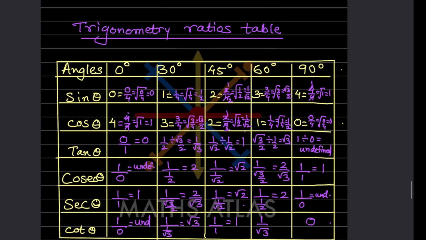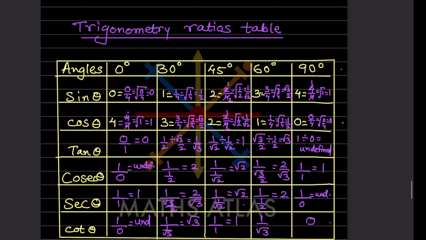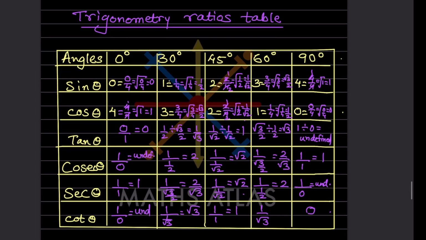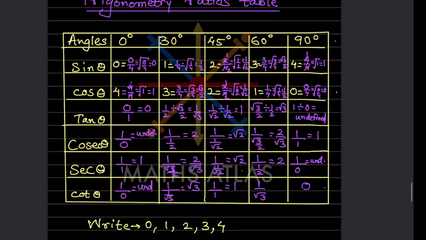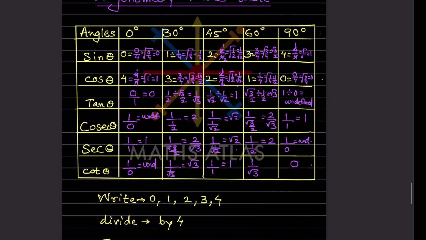Now let us see, this table is a bit messy, but this is what you have to remember. Now look at the rules over here first. First you have to write from 0 to 4, that is 0, 1, 2, 3 and 4. Now in the second one, for cos, you are going to go in the reverse order, that is 4, 3, 2, 1, 0. Now what is the second step? You have to divide by 4.